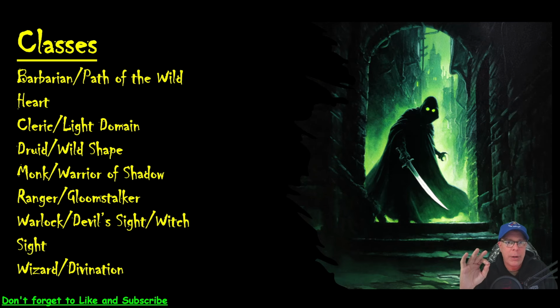We got Barbarian, Path of the Wild Heart, Cleric, Light Domain, Druid, Wild Shape, Monk, Warrior of the Shadow, Ranger, Gloom Stalker, because somebody specifically asked me about Gloom Stalker, Warlocks, Devil Sight or Witch Sight, and the Wizard Divination School. So we're going to talk about each one of these individually.